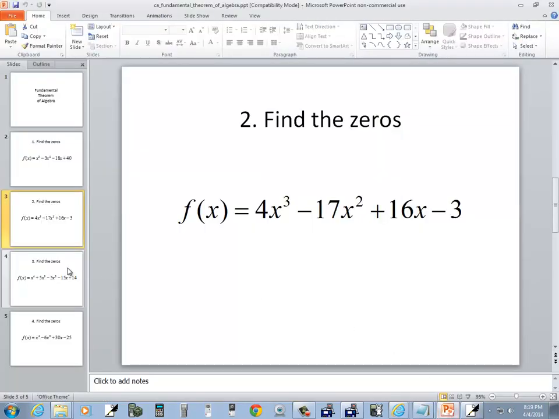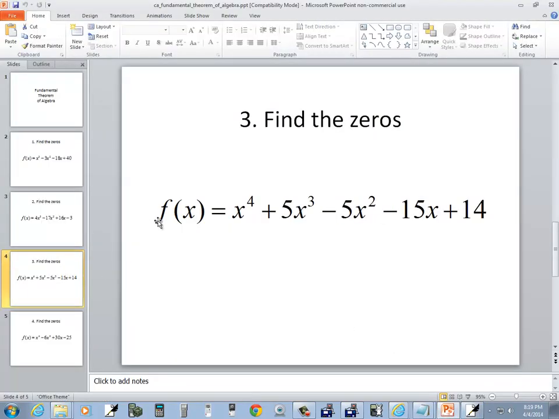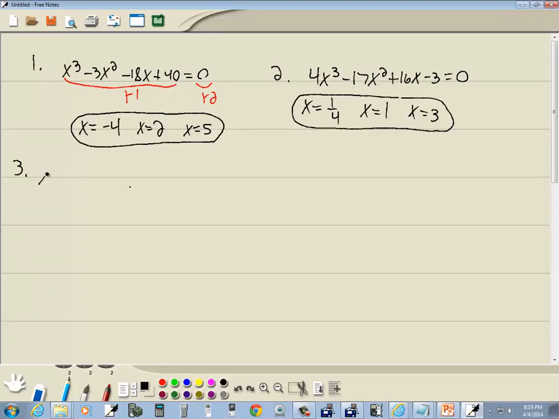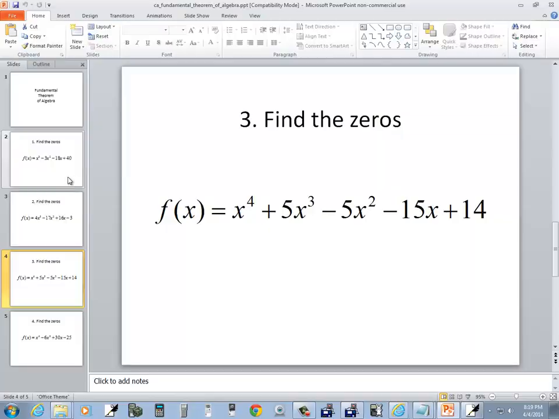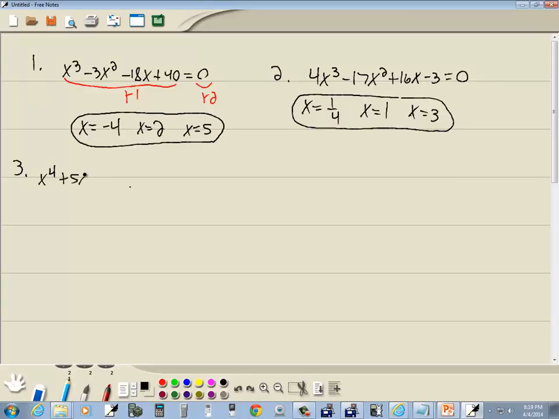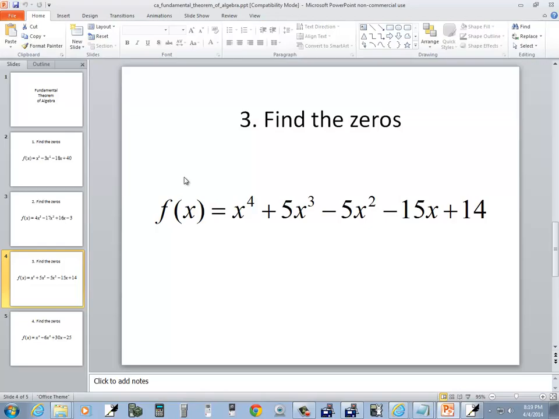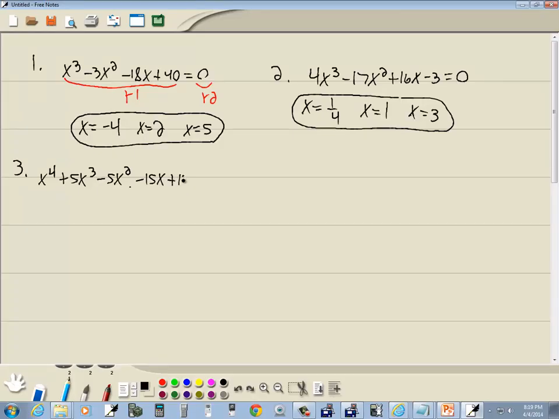Let's look at our third example. This one here. Want to find the zeros. It means we're going to set this equal to 0. So I got x to the 4th plus 5x to the 3rd minus 5x squared minus 15x plus 14 equal to 0.